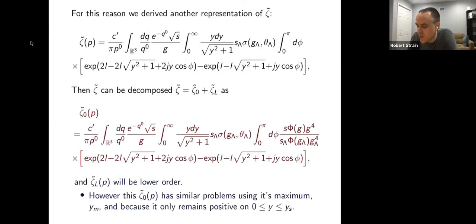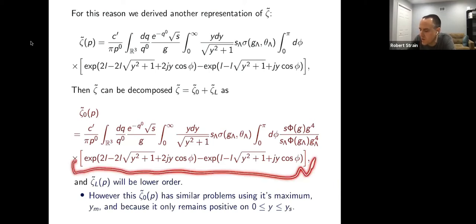And so for this reason, because that expression was unclear, we derived another representation of zeta tilde. So we can alternatively derive a representation of zeta tilde like this, and you don't have to look at it too carefully, but then you can also decompose zeta tilde as zeta tilde 0 plus zeta tilde L, and zeta tilde L will be lower order, and zeta tilde 0 will look like this, and this quantity in here is the difference.